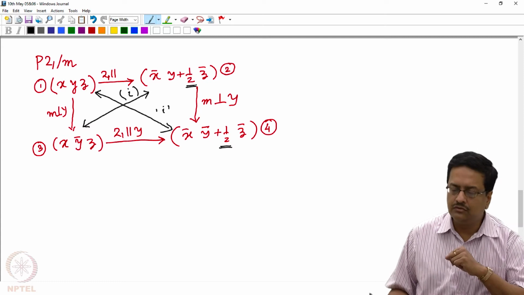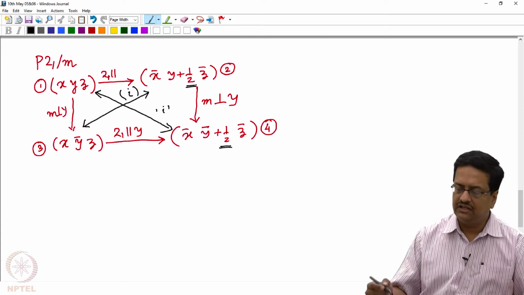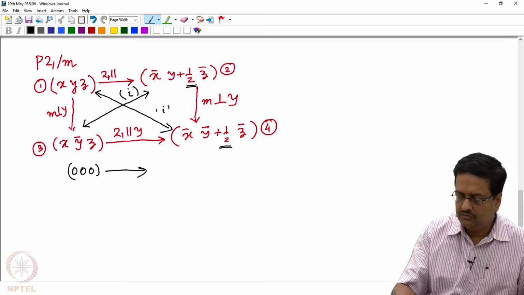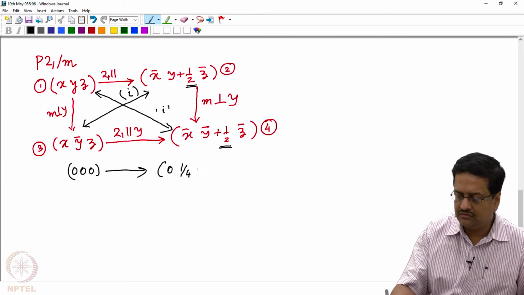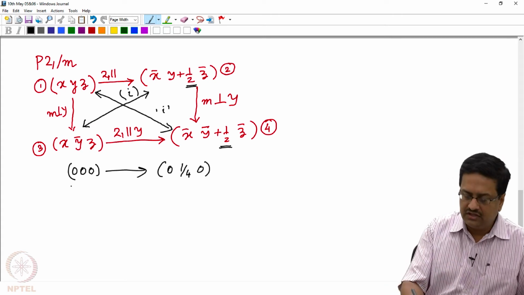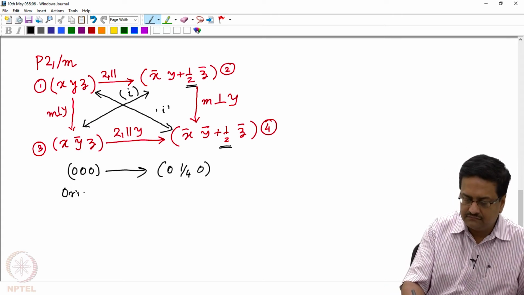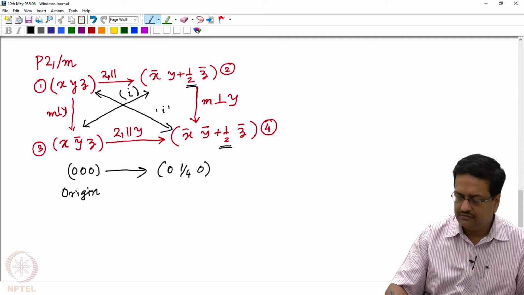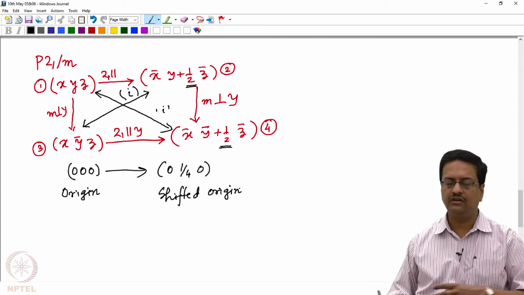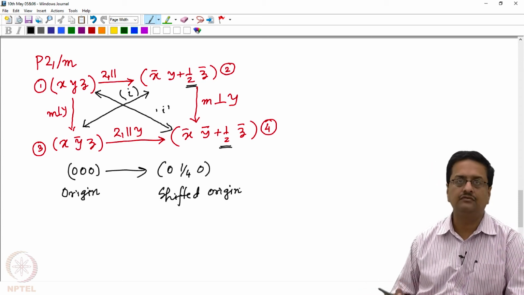So what we need to do in that case is shift the origin from 0, 0, 0 to 0, 1/4, 0. The original origin was here, and the shifted origin is at this point. Now what happens to those coordinates of 1, 2, 3 and 4?